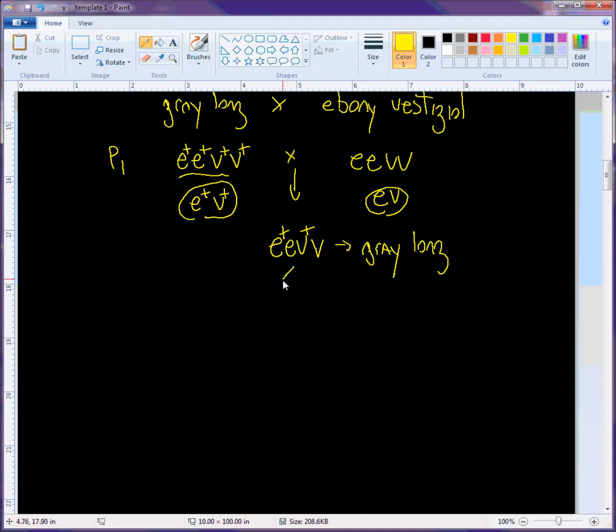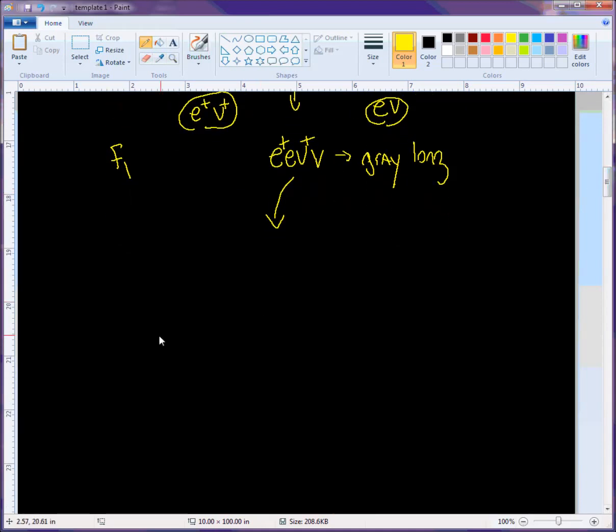Now we can think back to Mendel's dihybrid crosses, and we know the phenotypic ratios in the F2 generation are going to be 9 to 3 to 3 to 1 when crossing individuals that are heterozygous for these two genes. And we also know the genotypic ratios: 1, 2, 1, 2, 4, 2, 1, 2, 1. But we could use the forked line method just to be absolutely sure we get the right answer.